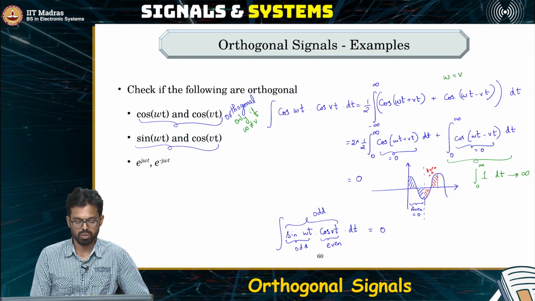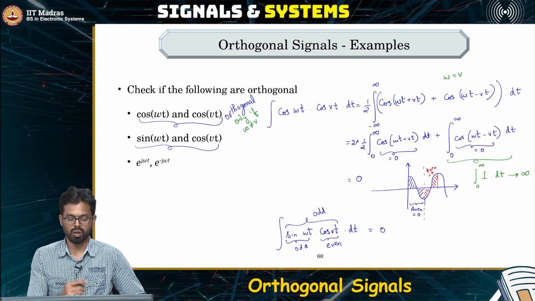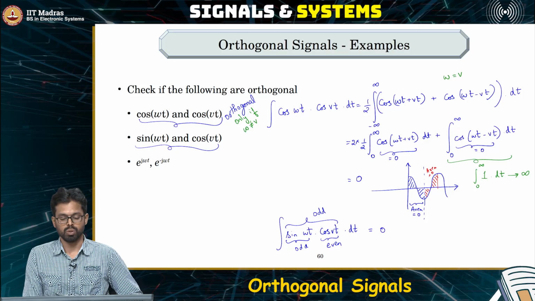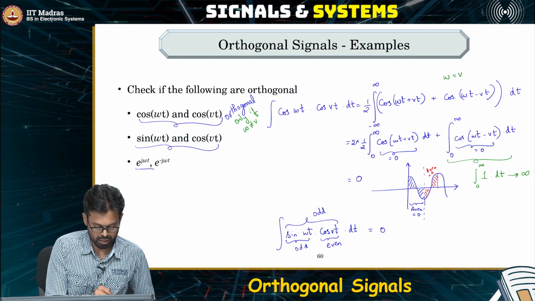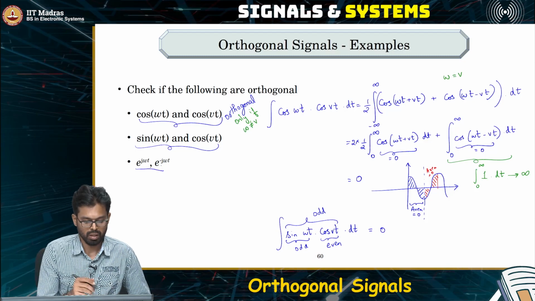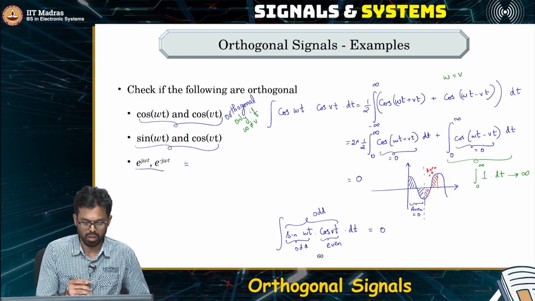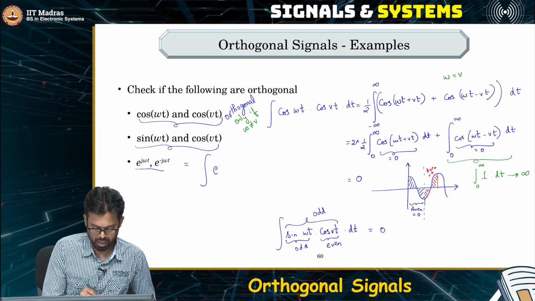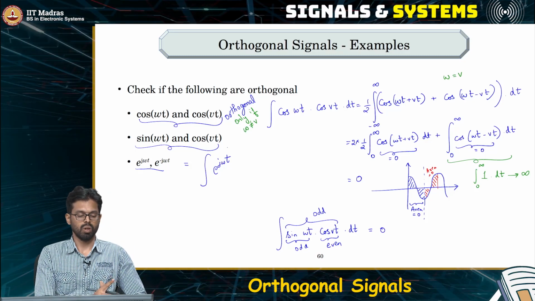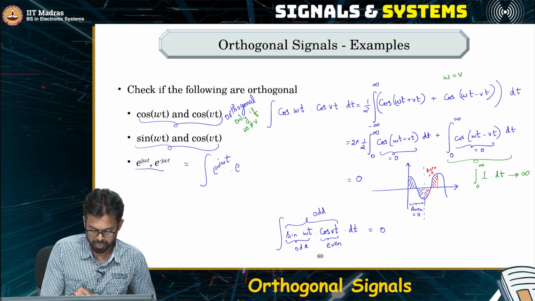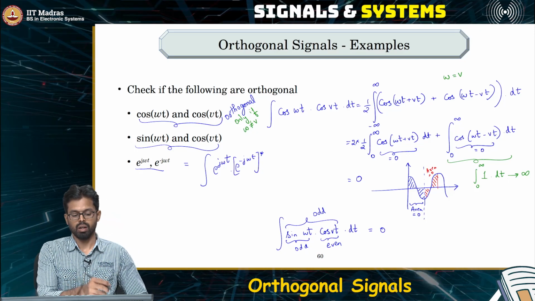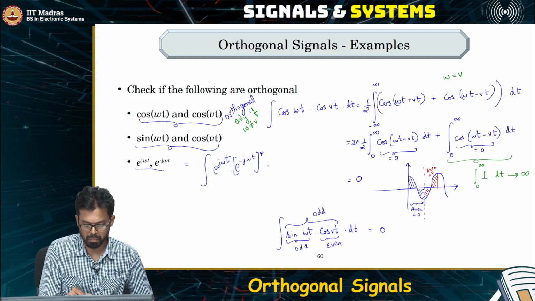Now these are all real valued sinusoids. What if we have a complex sinusoid? Remember we saw complex valued signals earlier, and e power j omega t is a complex sinusoid. Now what about those? Can we comment anything about that? So let's look at that. So we have e power j omega t and e power minus j omega t. Okay, so are they orthogonal? Let's take e power j omega t. This is complex. So because it is complex, remember we have to take the conjugate of one of these complex valued signals. We will take the conjugate of e power minus j omega t. It doesn't matter what signal that you are conjugating, it could be either one of them.